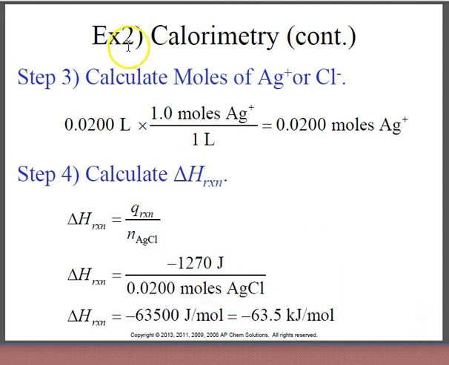Now delta H is usually going to be in kilojoules per mole. So when you calculate it, you'll notice that it's a very large number. If you're talking about joules per mole, we'll usually divide that by 1,000 and report delta H in kilojoules per mole.